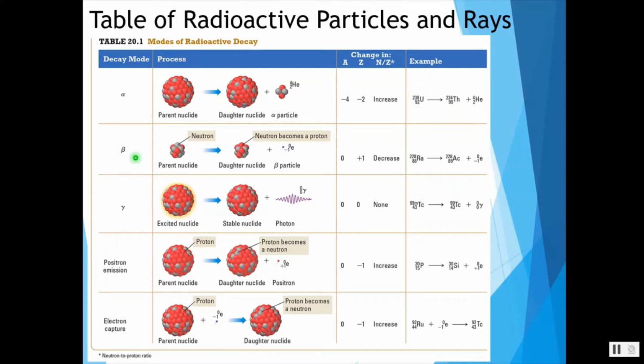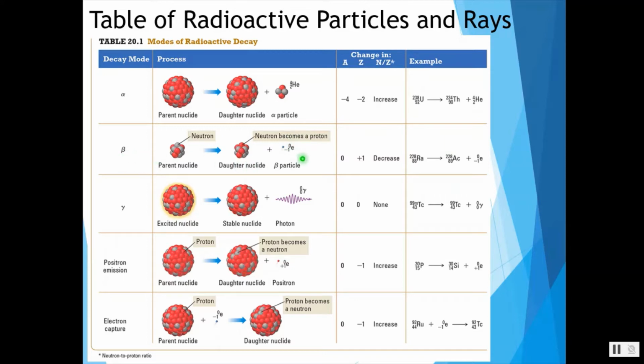Another type of particle that can be emitted is a beta particle, which is really just like an electron. And when a beta particle is emitted, we're going to see that we gain a proton as a neutron becomes a proton. Yet again, our mass number should stay the same. Those beta particles are massless.